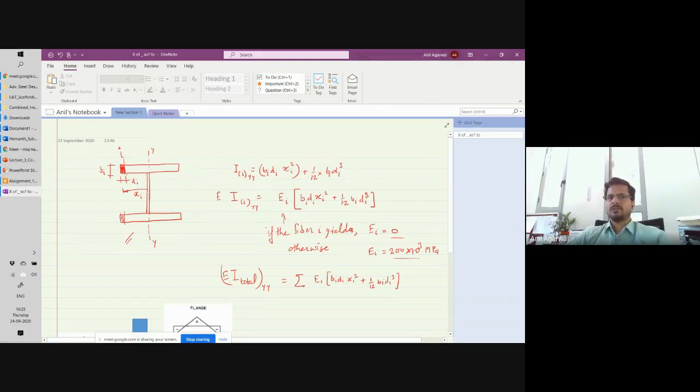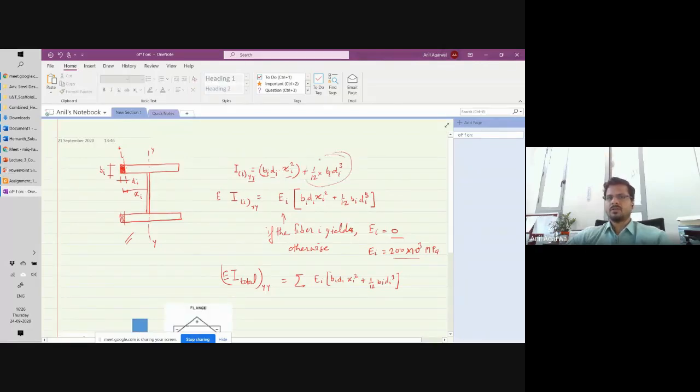So for the calculation of total EI, what do I have to do? I have to first calculate the EI contribution coming from this particular fiber. For that, first I'll calculate the I contribution from this particular fiber about the y-axis. So I, that is the area moment of inertia for the ith fiber about the y-axis, has two components. One component is the area of the fiber, that is bi di, multiplied by xi square. Plus, if you want to be very accurate, you can also take a second component, depending on how fine your meshing is. If your fibers are very tiny, you need not do this second component.